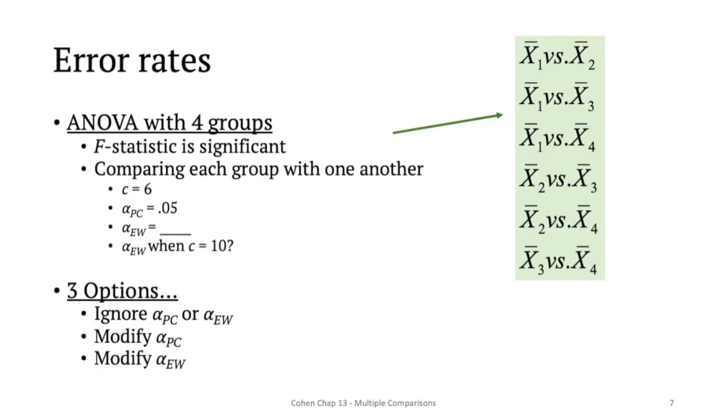So for example, if we had ANOVA with 4 groups and the F statistic is significant, we could just compare each group with one another, which would be all of these comparisons. So that ends up being 6 comparisons with 4 groups. And the pairwise comparison error rate is 0.05. So we actually can calculate what the experiment-wise error rate is.